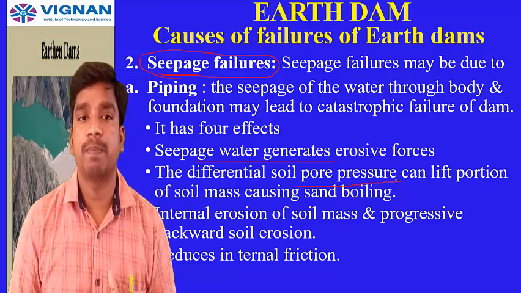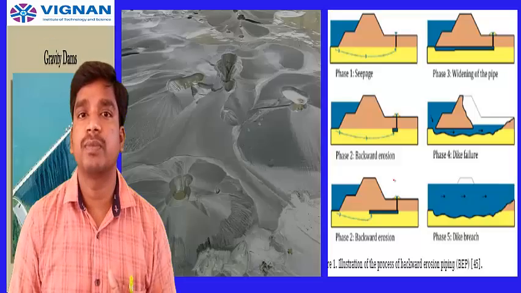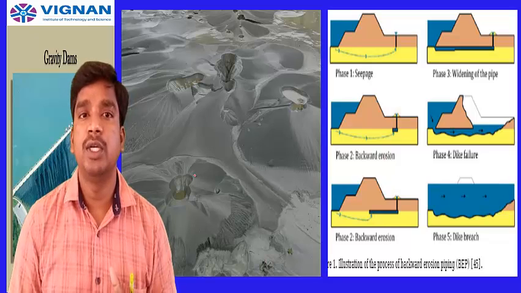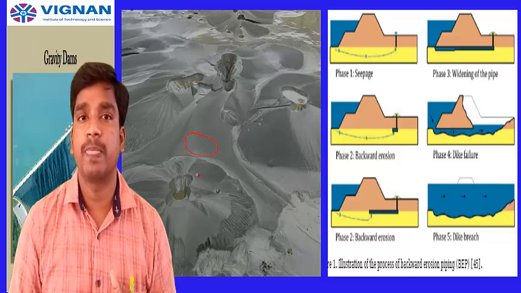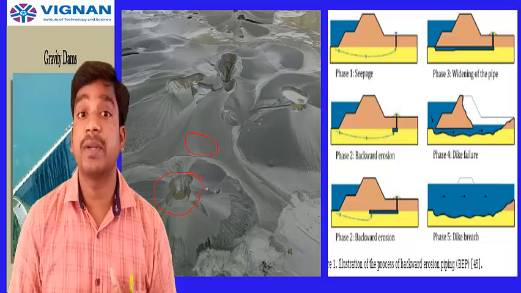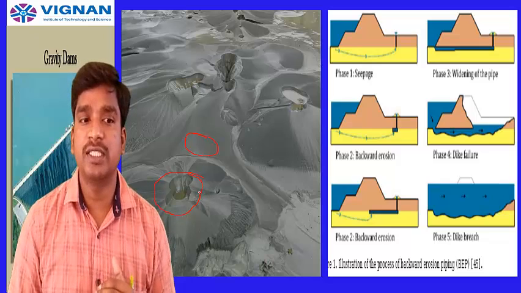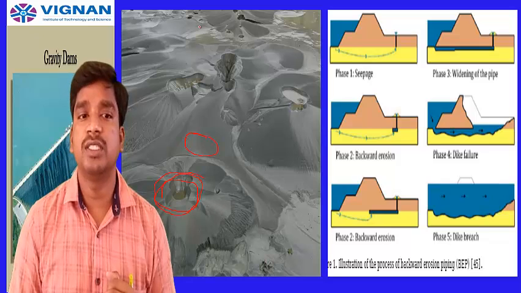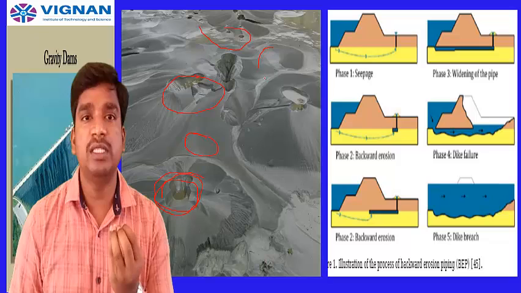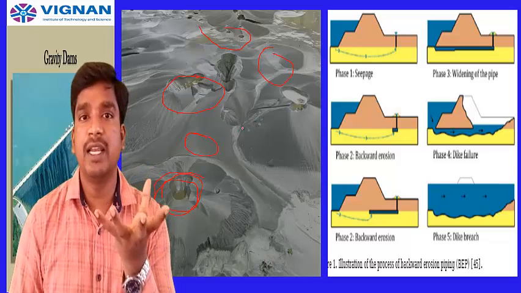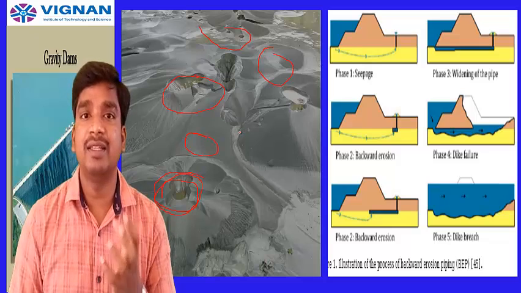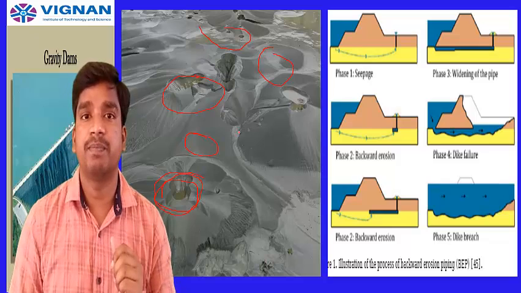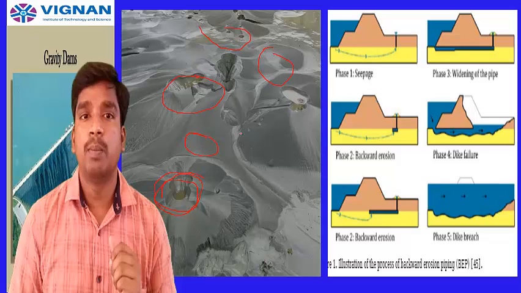One more important effect is that the soil pore pressure can lift a portion of the soil mass, causing sand boiling. Here you can see the picture of sand boiling. Whenever there is a pressure difference between two adjacent sides, because of this potential pore pressure difference, this kind of sand boiling will occur. Here you can observe many different patterns. This is called sand boiling. Whenever water boils, what happens? The droplets come out and spread like this. So here also sand boiling will occur whenever there is a pore pressure difference. Here you can see the pore pressure difference, and sand boiling is occurring.